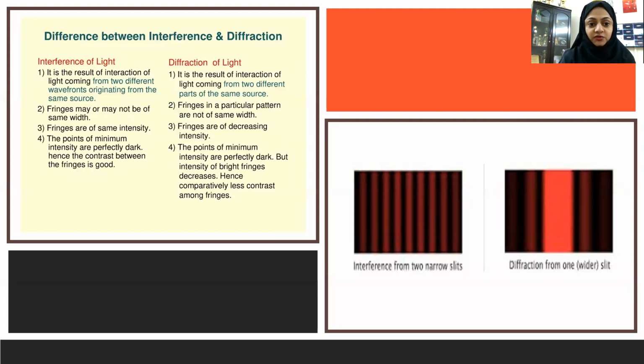Then diffraction of light is the result of interaction of light coming from two different parts of the same source. We saw the light ray coming from points A and B of the same source or the same wavefront.